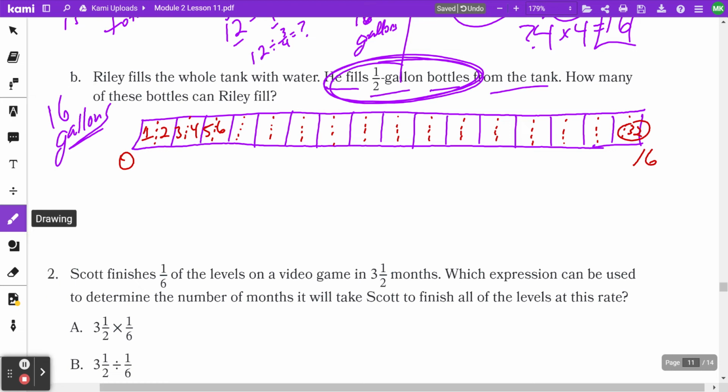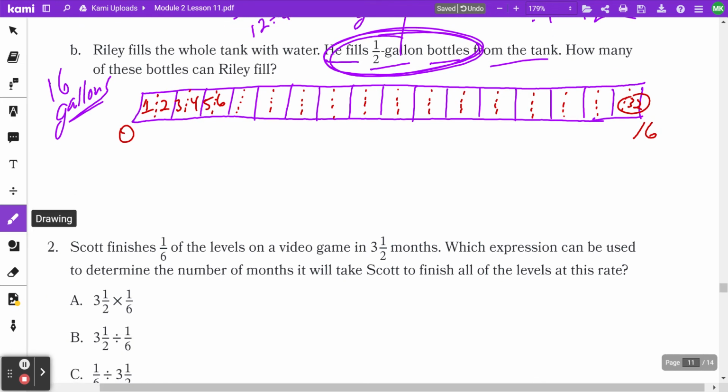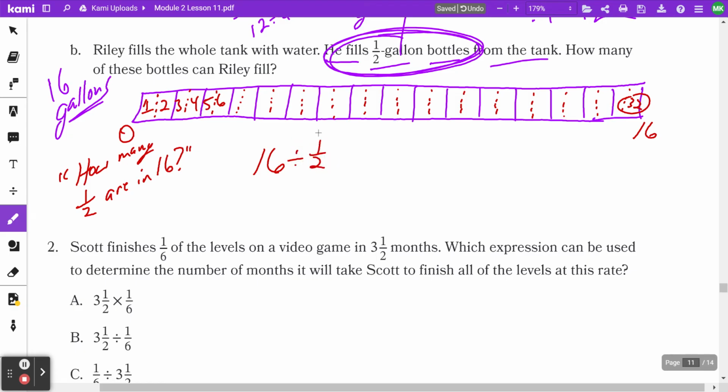Now, as far as the algorithm is concerned, let me write an essential statement here. How many? This is a different kind of question. This is that measurement deal. How many 1/2s are in 16? So if that's the case, I always start with my 16. I'm going to split it in halves. That's how this is represented.